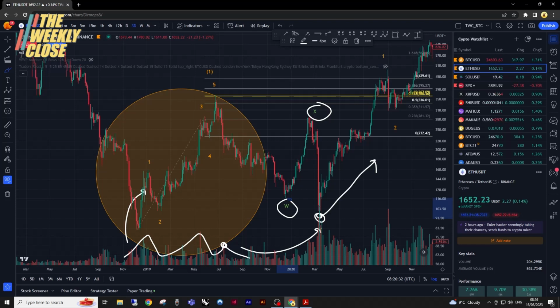Let me know if you have counts going at the moment, or if there's any principles you want to be checking. I know, for example, even people have slightly different Fibonacci numbers that they like to use on their retracements and their extensions.